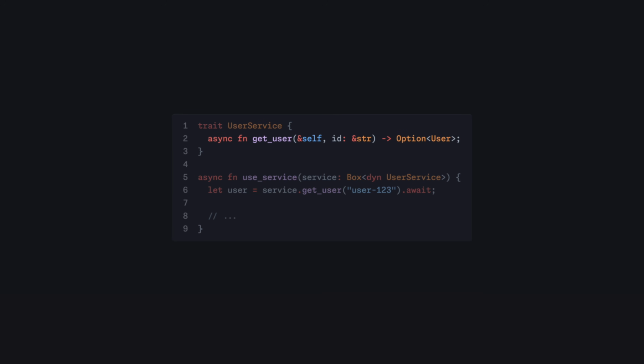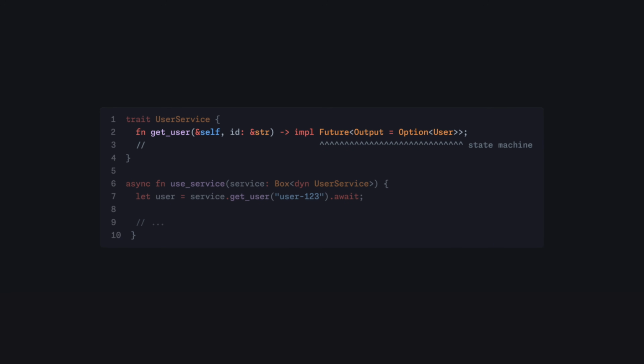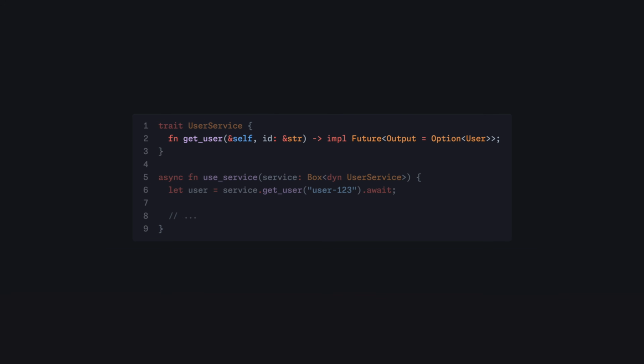Remember, this async method doesn't really return an optional user. It returns a future, a compiler-generated state machine that will eventually produce an optional user. Now, here's the catch. That state machine can look very different depending on the method body of getUser, but we won't know what that method body looks like until a concrete type implements the trait. So now the compiler has a problem. How does it know what state machine to return?